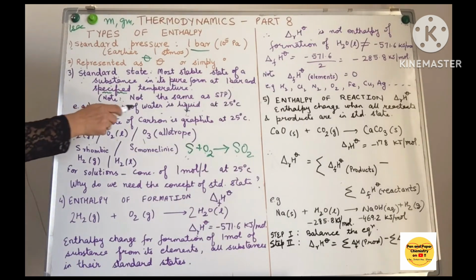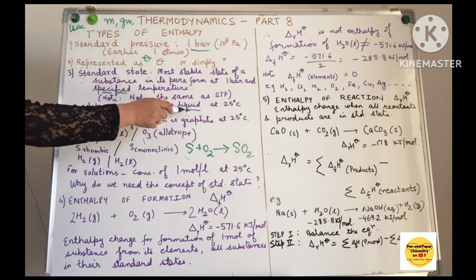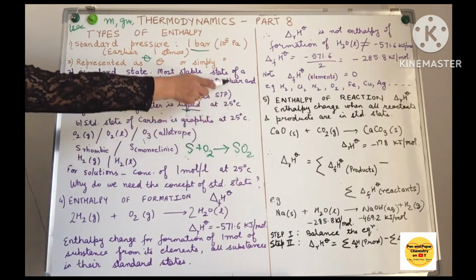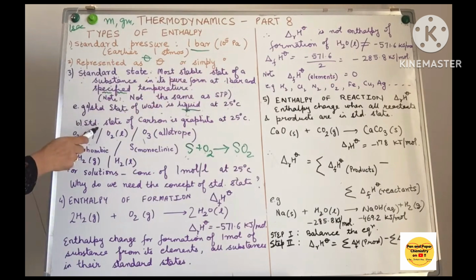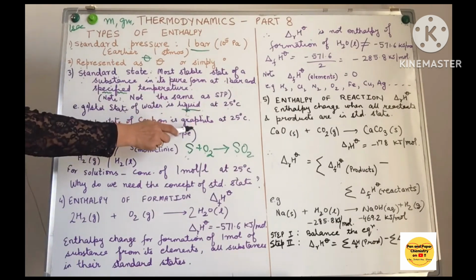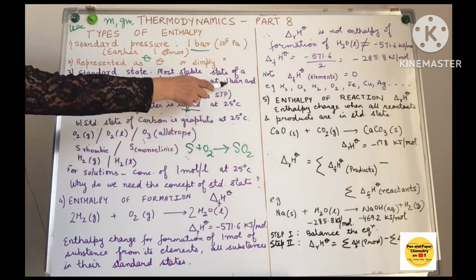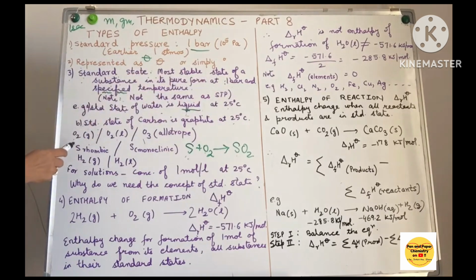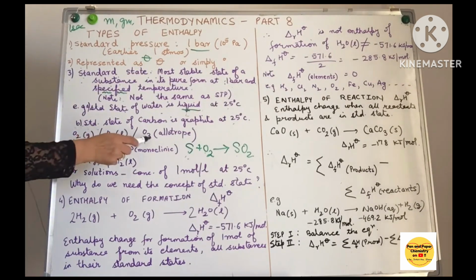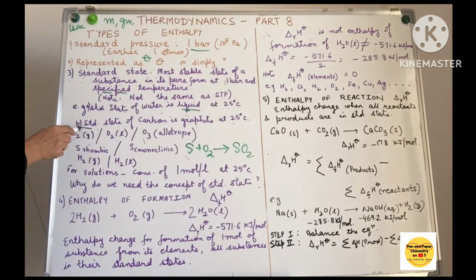So if I have standard state of water, that is liquid, at 25 degrees Celsius and 1 bar pressure. Standard state of carbon is graphite, 25 degrees Celsius, 1 bar pressure. Standard state of oxygen, which is existing in 3 forms, gas, liquid, the allotropic form. So we have oxygen as a gas is the standard state. For carbon, sulfur rhombic, sulfur monoclinic, hydrogen gas, hydrogen liquid.